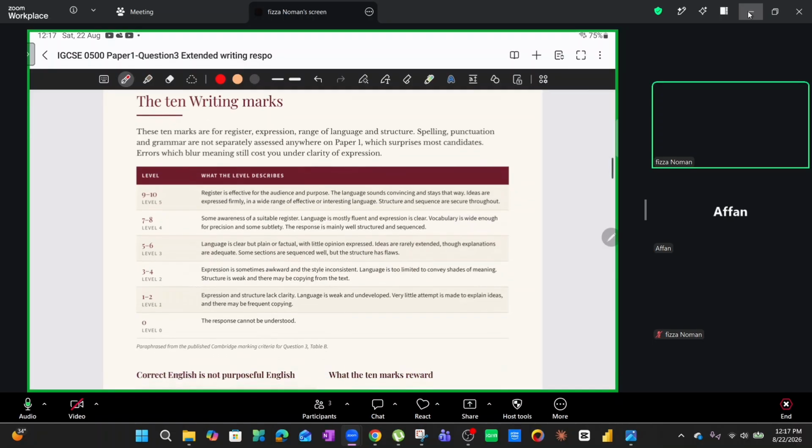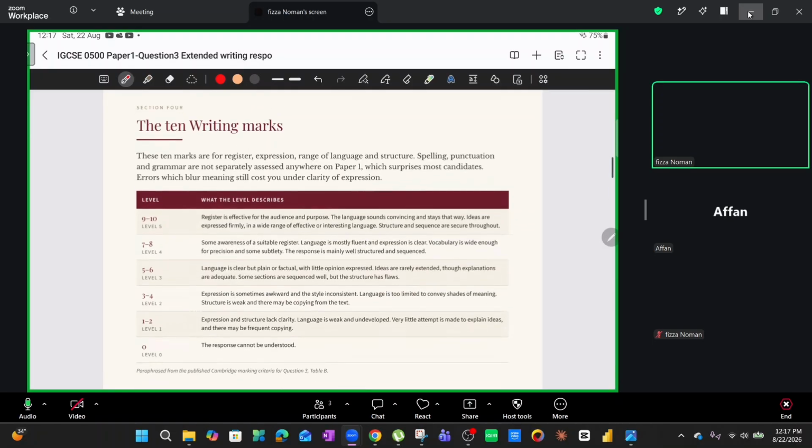So the 10 marks are now for writing, and now this is where we understand what exactly matters here. Now this is where beta SPAG comes in. Remember SPAG? It's spelling, punctuation, and grammar. Does this make sense? So these 10 marks are for register mainly, expression, range of language, structure. Spelling, punctuation, grammar are not separately assessed anywhere, but they're obviously a part of this as well, which mainly surprises most candidates. Reason being they believe these 10 marks are only for this, which is not the case.